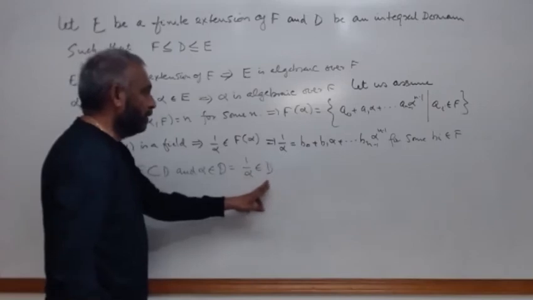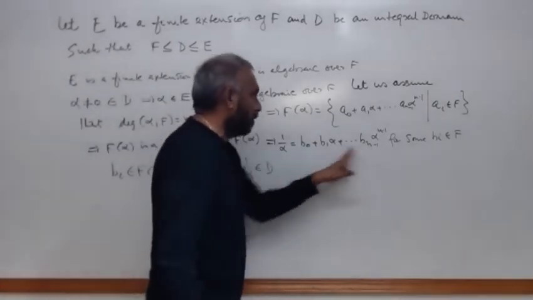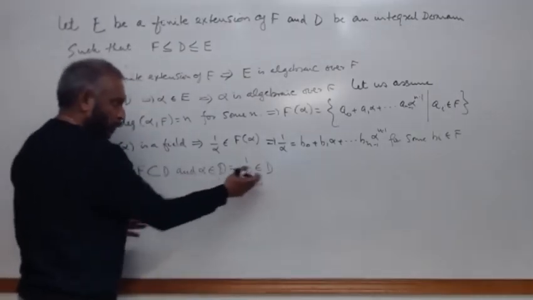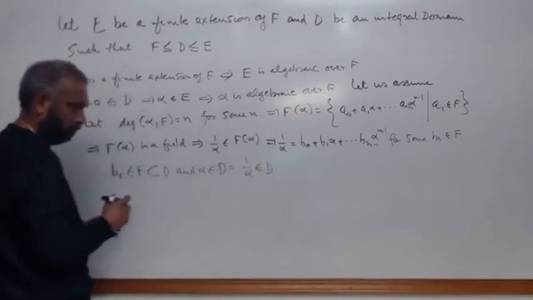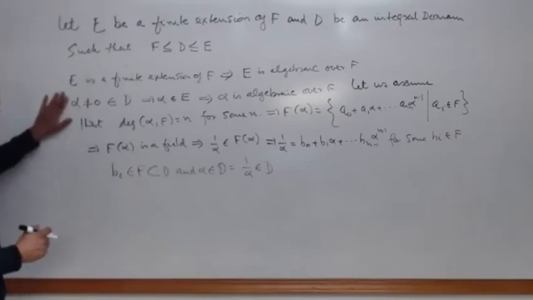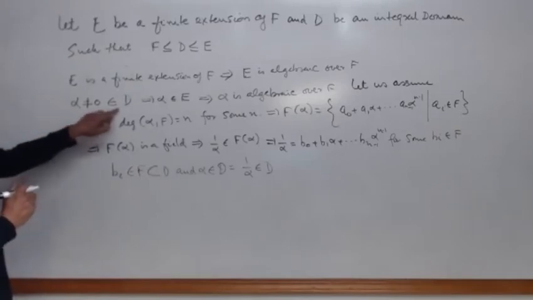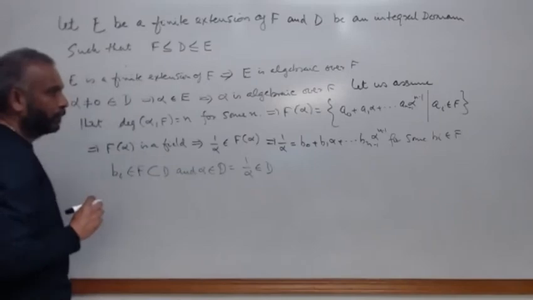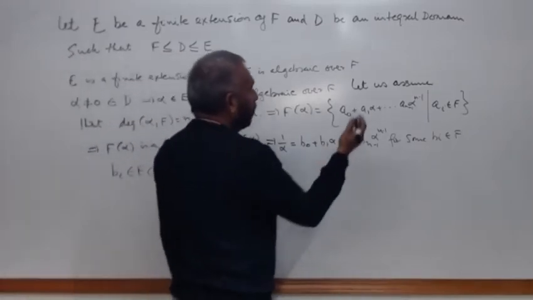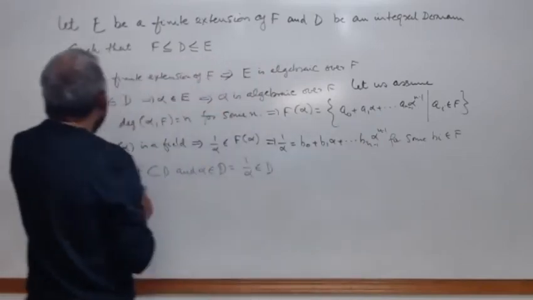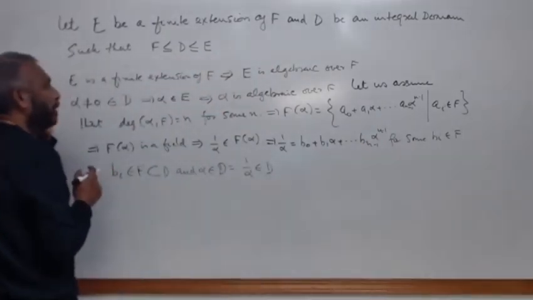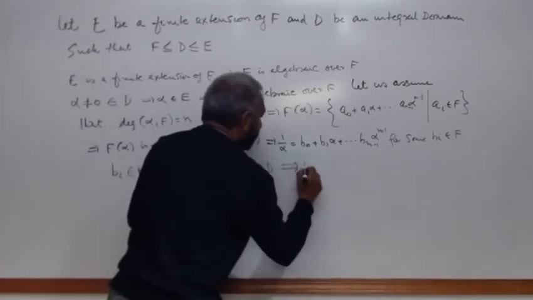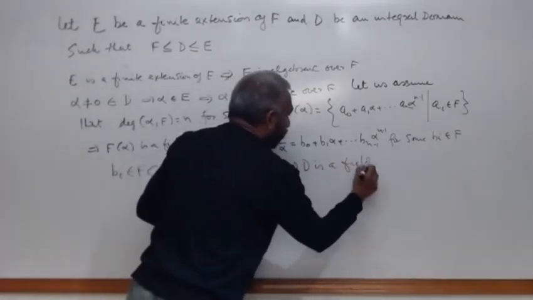Because D is an integral domain and we are taking a linear combination of multiples of elements from D, definitely it is closed under addition and multiplication. So what did we do? We took a non-zero element from D, and proved that its inverse is also in D. What is the difference between an integral domain and a field? In an integral domain, if every element has a multiplicative inverse, that will become a field. So this implies D is a field.